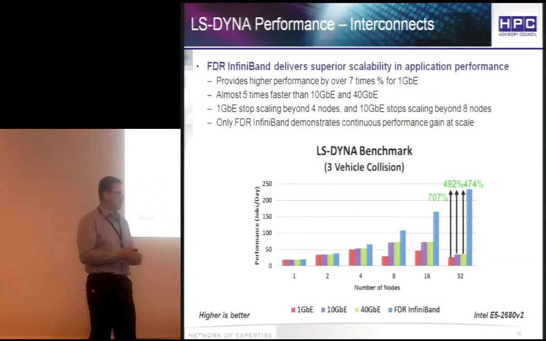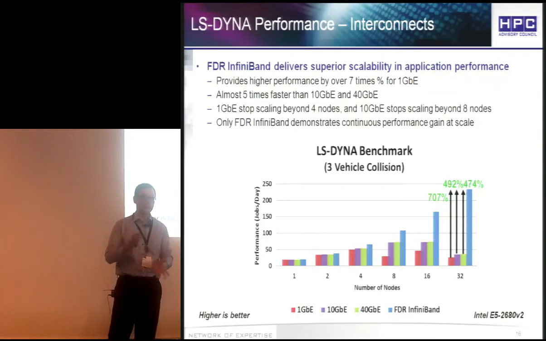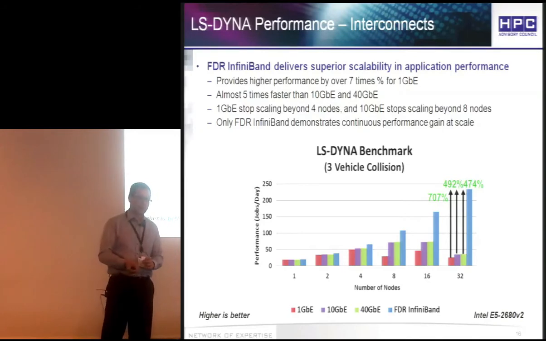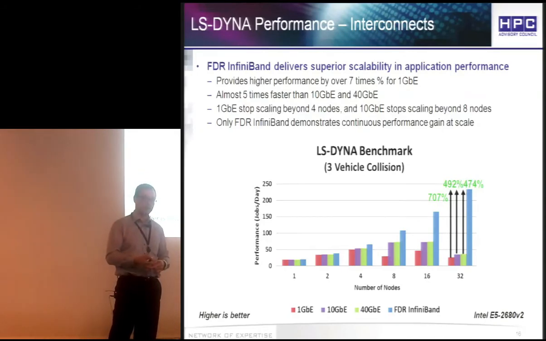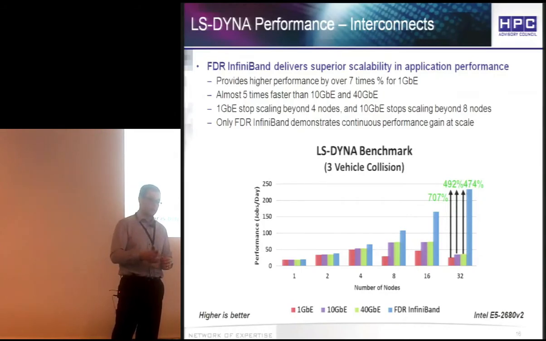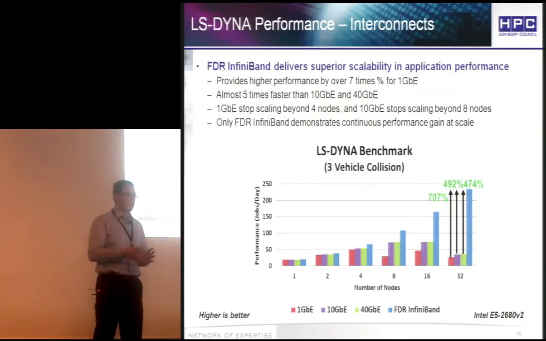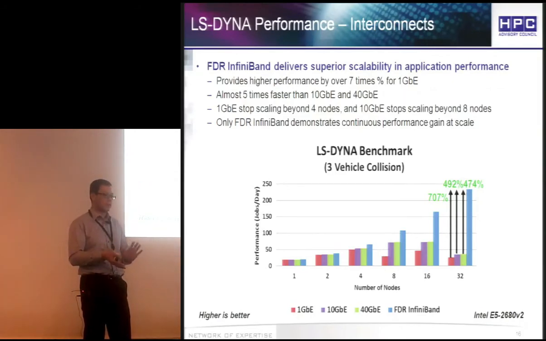So let me dive into the interconnect part of it. Here I'm comparing different kinds of network interconnect. We have 1 gigabit Ethernet, which is readily available on each of the compute nodes, so 1 gig E. Then we have 10 and 40, which are adapters from Mellanox, and we also have the FDR InfiniBand as well. So we are comparing different kinds of network interconnect with respect to their scalability.